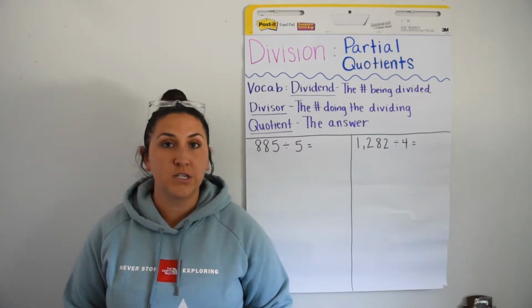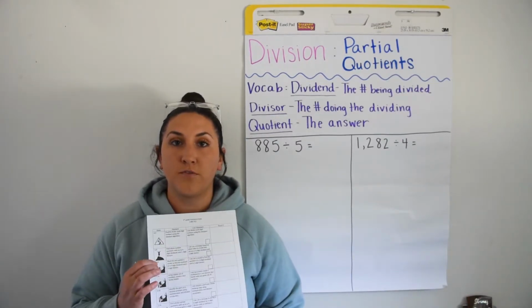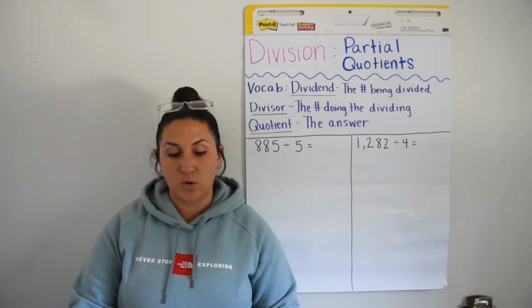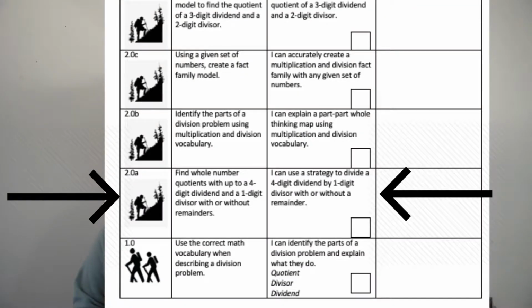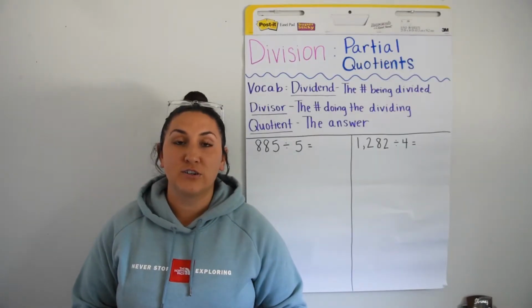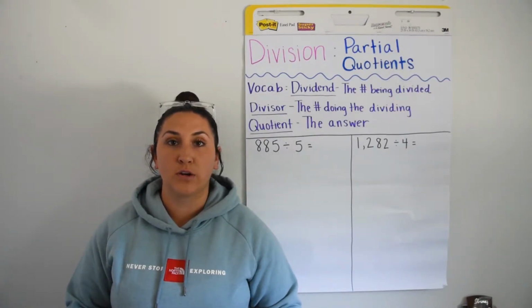We are working off of our new proficiency scale. Today we're working on 2A, which is find whole number quotients with up to a 4-digit dividend and a 1-digit divisor with or without remainders. We're going to review this strategy today so that you can use it when you are working on division.